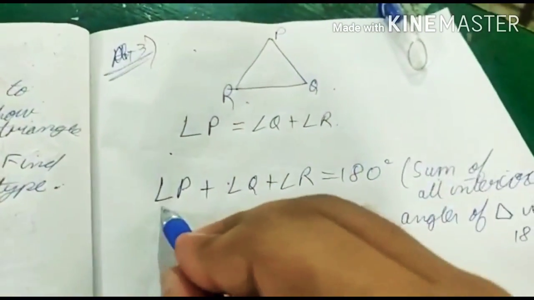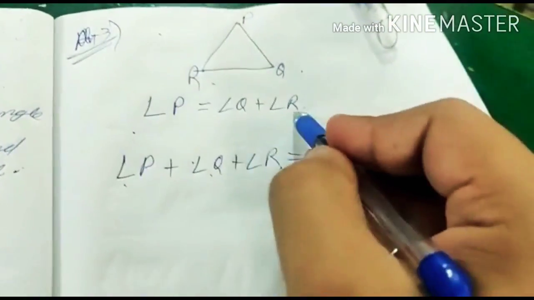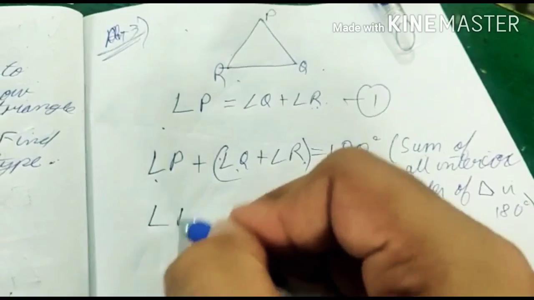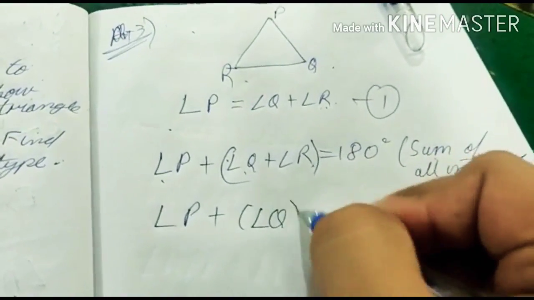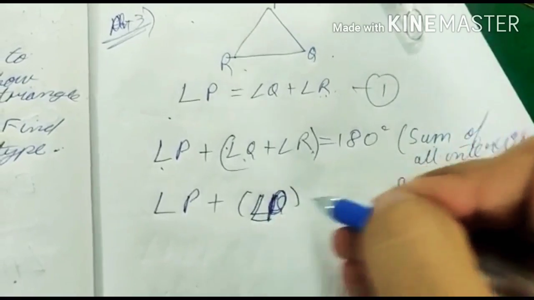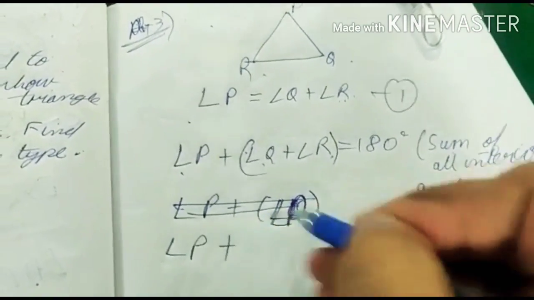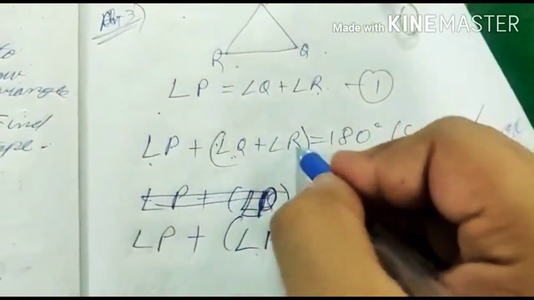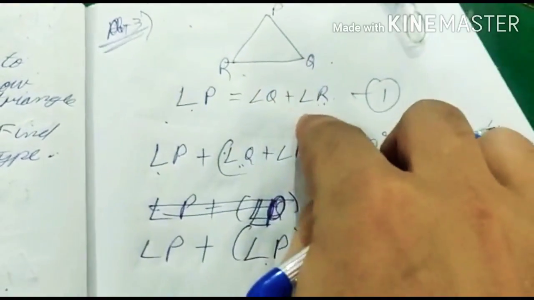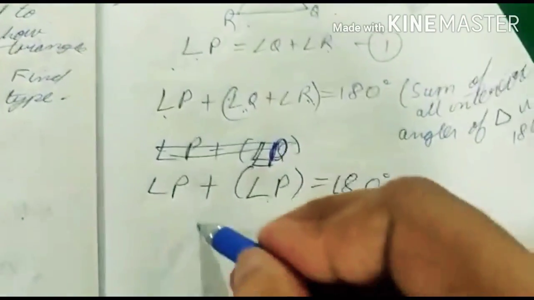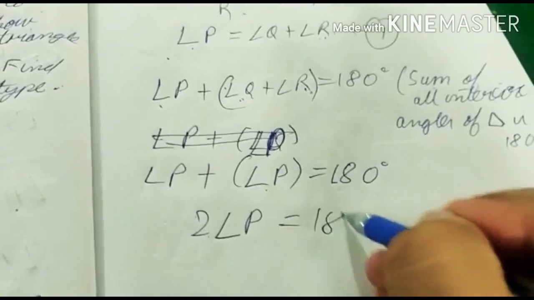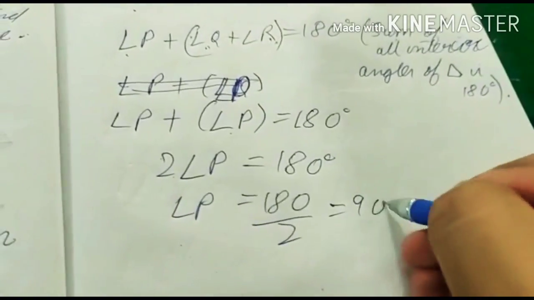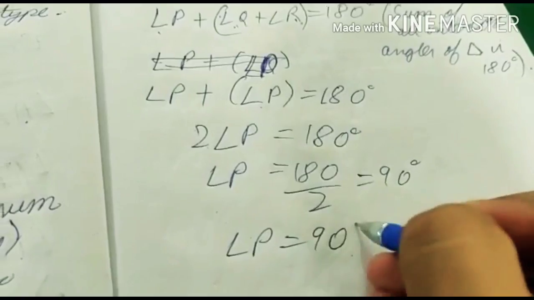So angle P equals angle Q plus angle R. Here Q plus R is equal to P. So we will write P in place of Q plus R. Angle P plus angle P equals 180 degrees. Angle Q plus R was equal to P, so we replaced the Q plus R with P. So 2 angle P equals 180 degrees. So angle P equals 180 upon 2, that is 90 degrees. So here angle P equals 90 degrees.